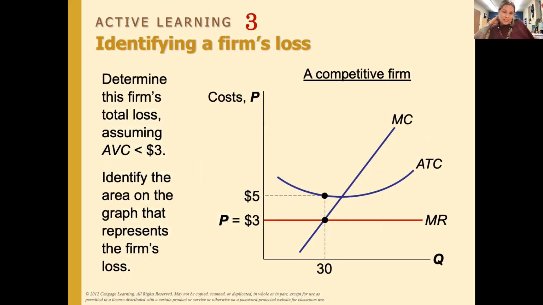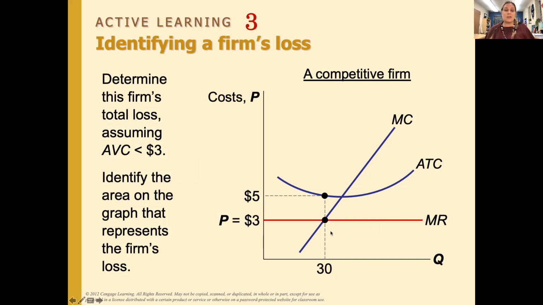So now let's look at a situation where they're not making positive profits, they're making losses. So here they can sell their product for $3. They know that that's their marginal revenue. So they draw their horizontal marginal revenue curve and look for the place where it intersects marginal cost. This happens at a quantity of 30. So it's optimal to produce 30 units of output.